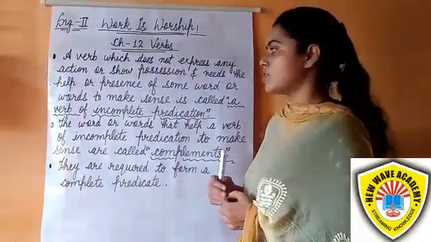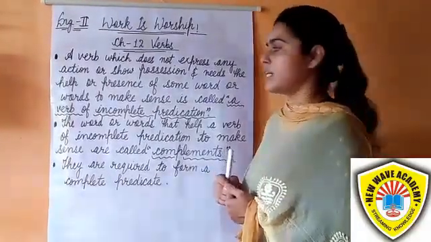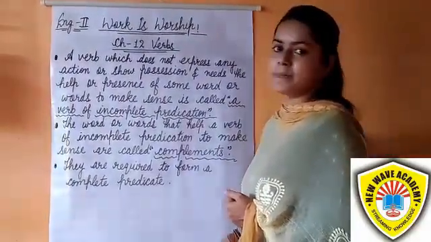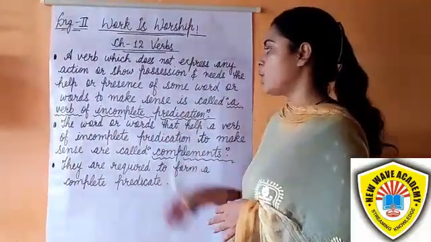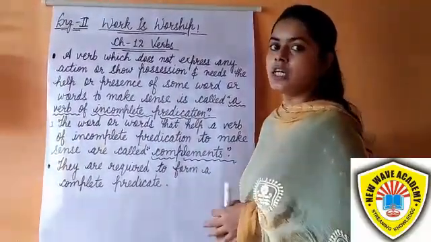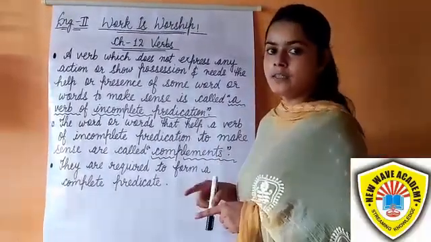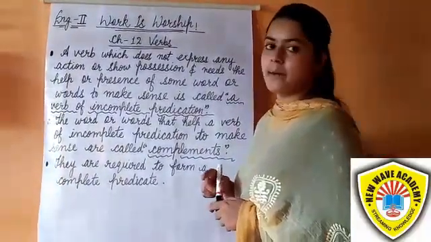An intransitive verb does not require an object. It may complete the sense by itself. And a verb of incomplete predication requires a complement, not an object, to make complete sense.